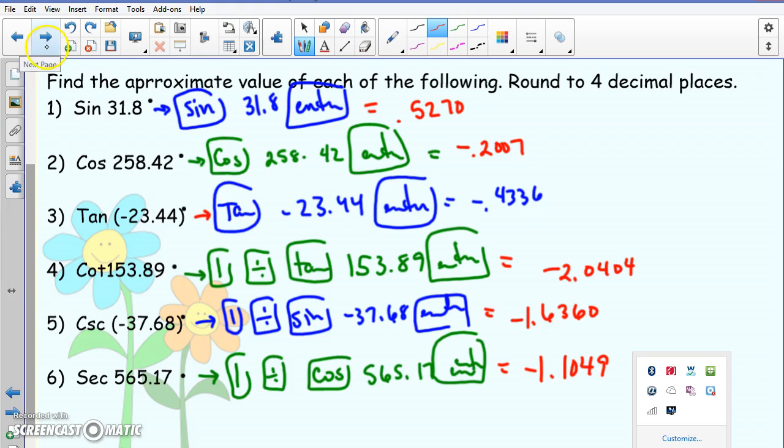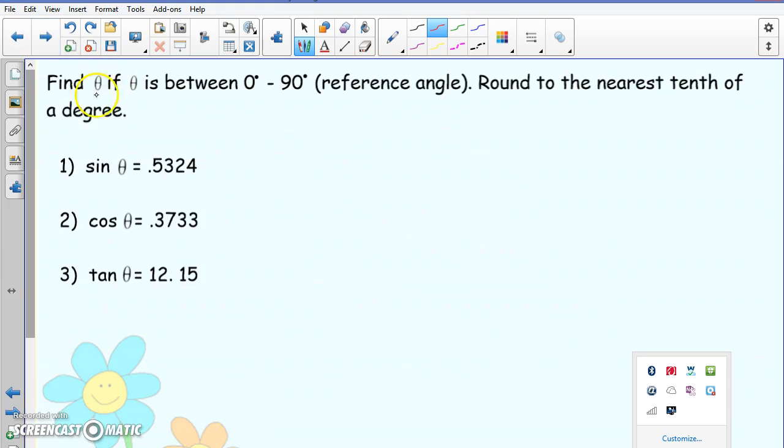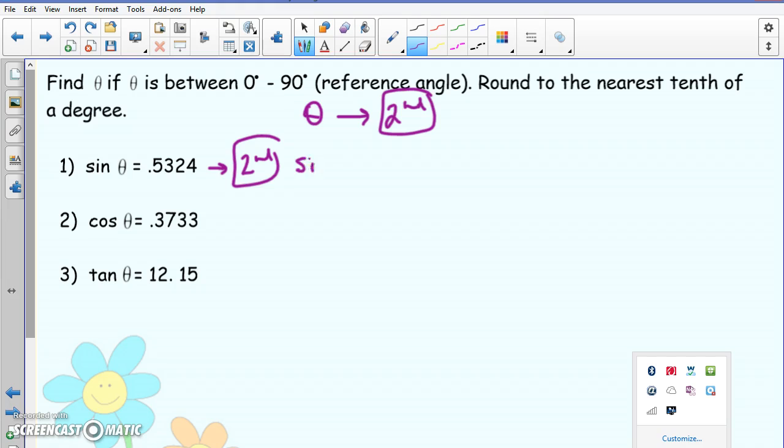Okay, last thing we're going to take a look at is kind of going backwards. We're going to try and find the angle. So when you're looking for theta, that means you're looking for the angle. So anytime we are trying to find theta, you will always hit the second key on your calculator. So if we look at our first example, at what angle is the sine value 0.5324? So you're going to hit the second key on your calculator.